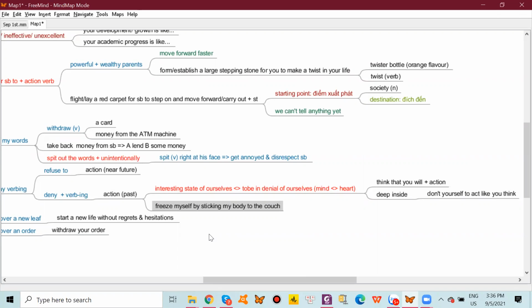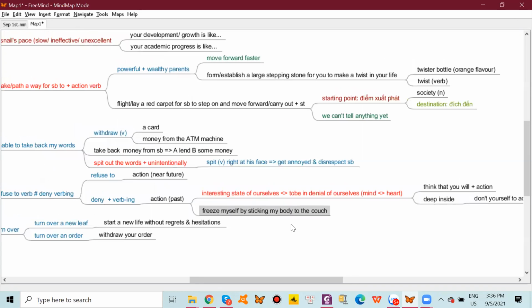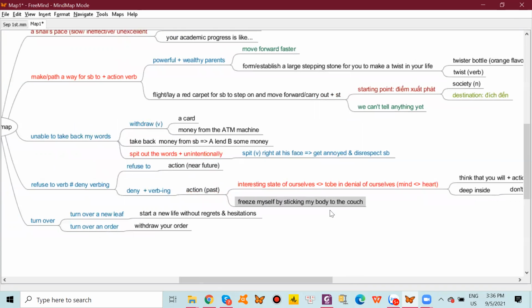Và người ta hay có câu nói I want to stick my body to the couch, có nghĩa là mình muốn ngồi trên cái sofa, hay là mình muốn ngồi trên cái ghế băng dài của nhà mình, và mình dính luôn trong cái ghế đó luôn, thì người ta có cấu trúc nói trong tiếng Anh là stick my body to the couch. Và tại vì mình không biết làm gì hết, làm thì lại không muốn làm, mà không muốn làm thì lại muốn làm, thì người ta sẽ có cấu trúc là I just want to freeze myself by sticking my body to the couch.